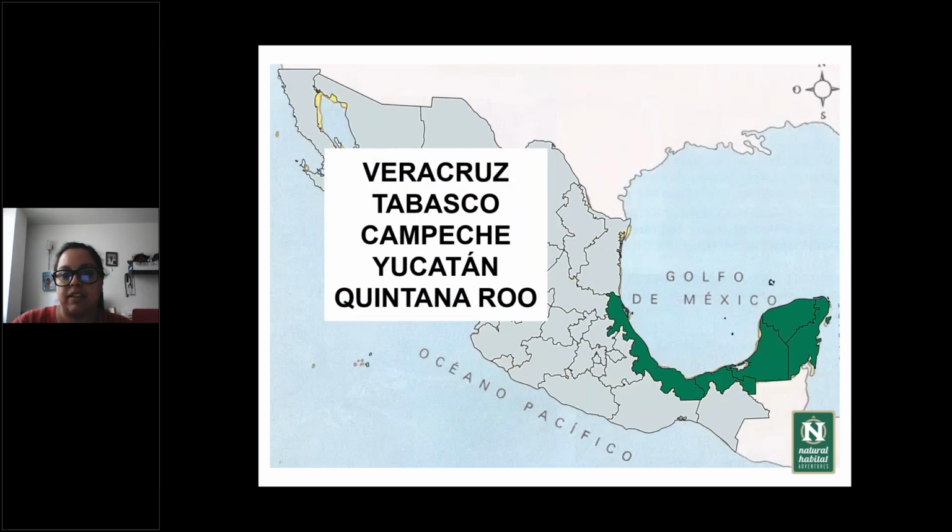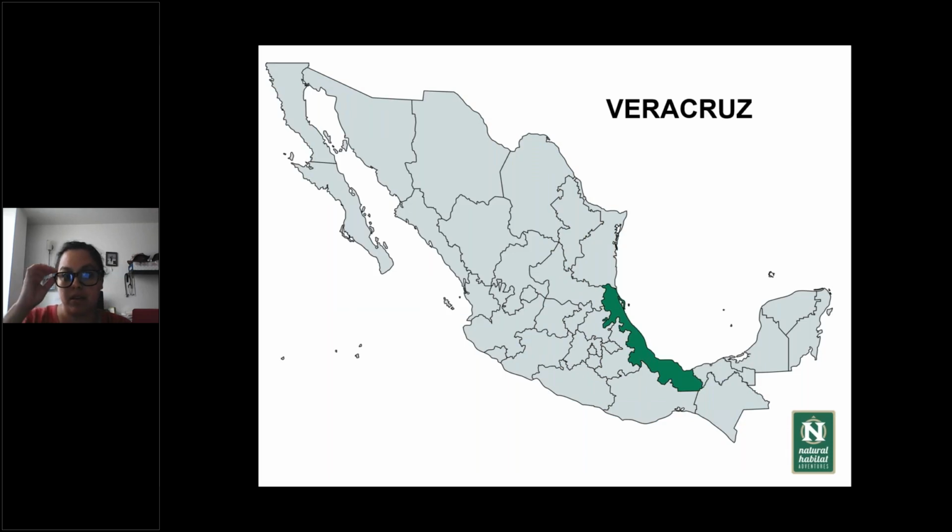And we're going to check the 5 states on the Gulf of Mexico and the Mexican Caribbean. So going into this, Veracruz state, right below Tamaulipas, very close to Texas also.